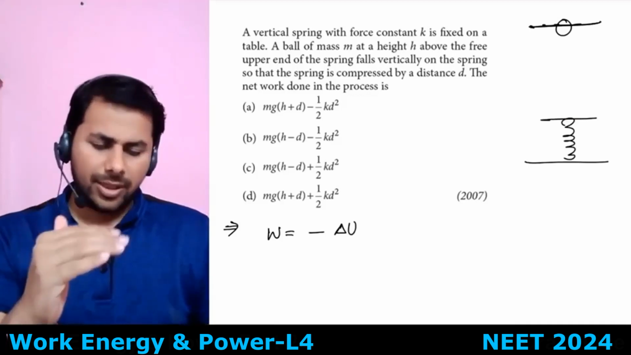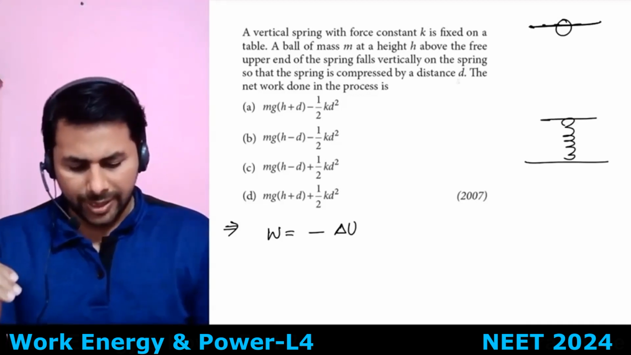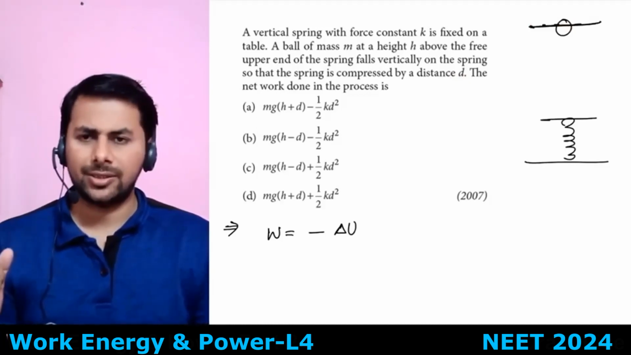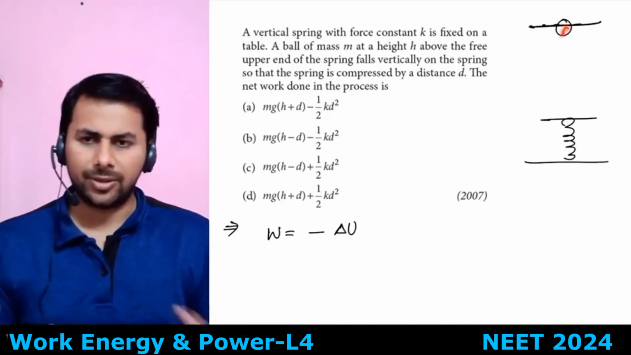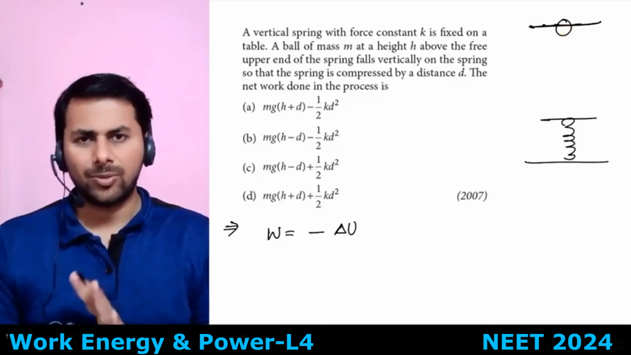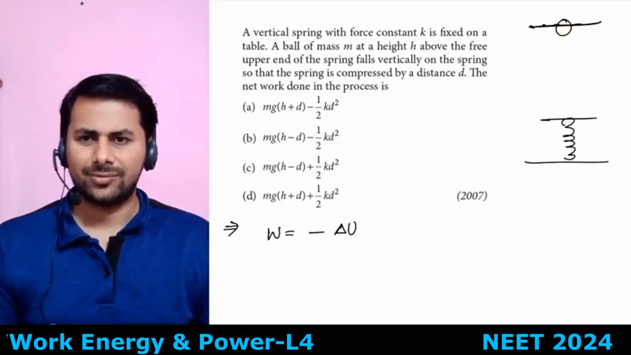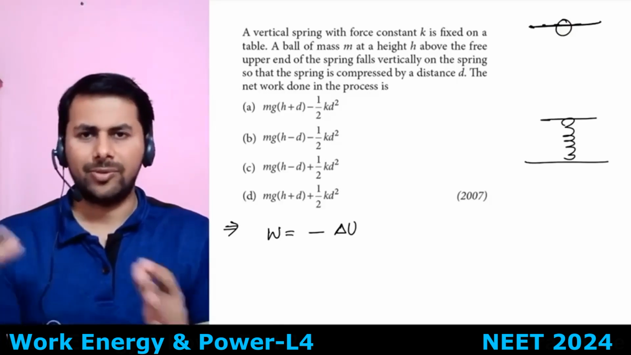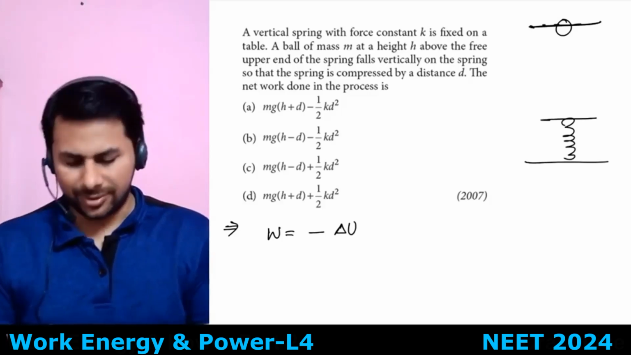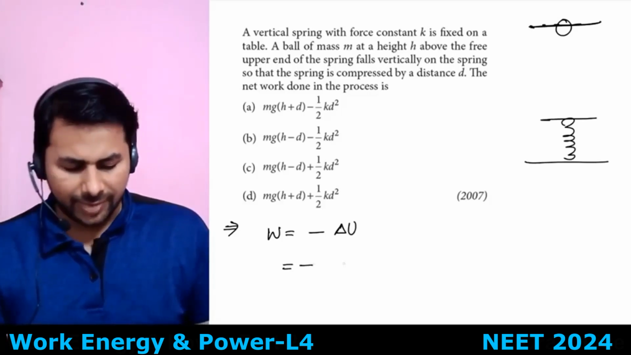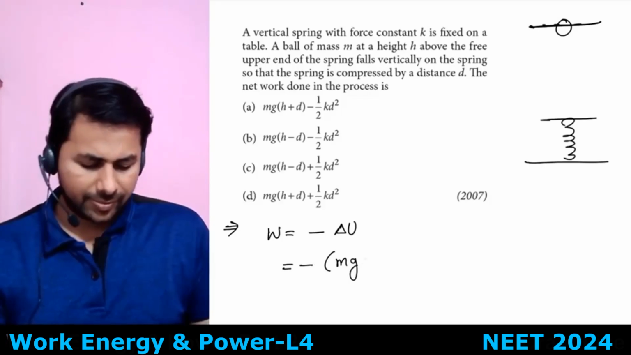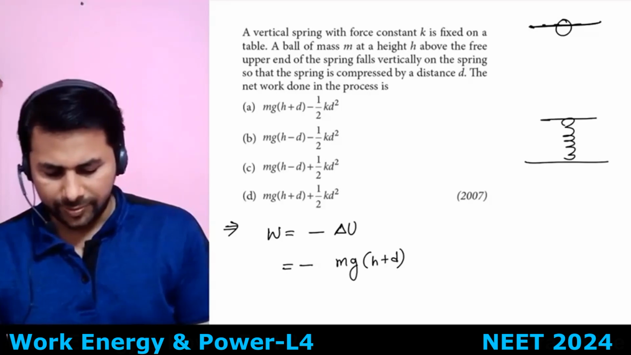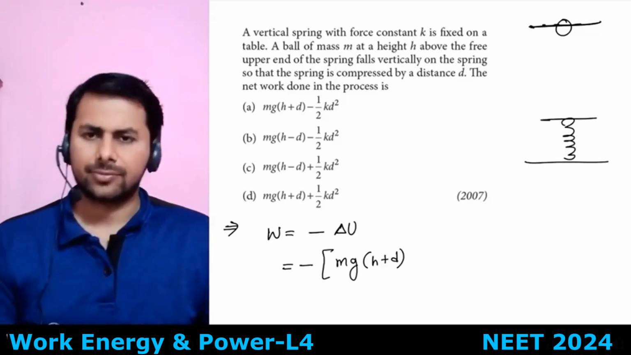Then the spring will get compressed. So the spring gets compressed by d. How much will be the change in potential energy for the ball only? Again it falls by distance d, right? So it will be minus of mg(h plus d). Okay, so it is minus of mg(h plus d) for the ball.